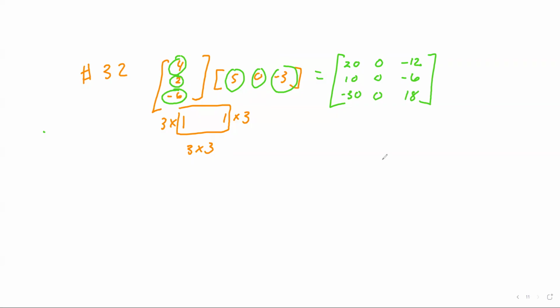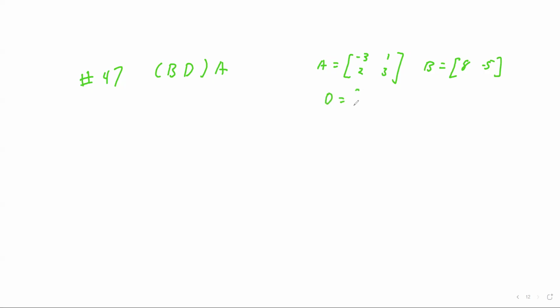All right, so I just got one more that they give you to make it tricky. Let's look at number 47. 47 is given to you as B times D times A. And we are given that A is -3, 2, 1, 3. B is 8, -5. And D, because I don't need C for this example, is -5, -1, 4, -1.